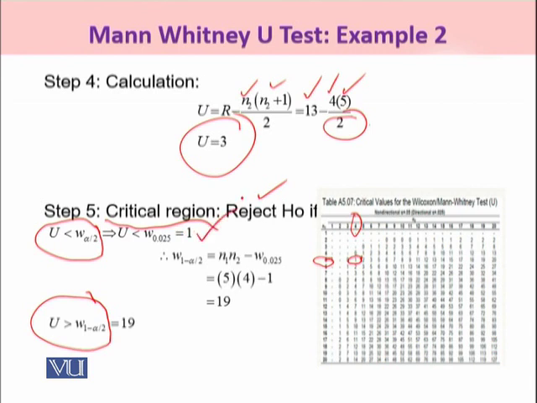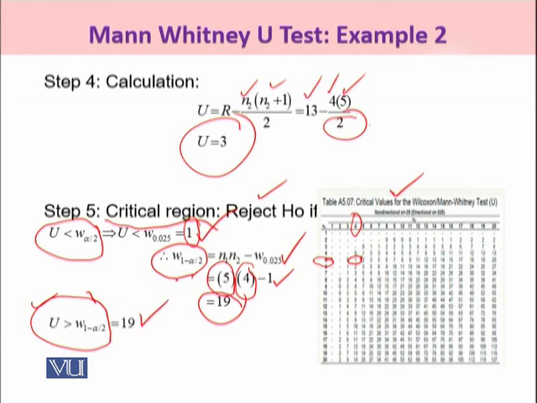After that, to calculate the next value, for which U is greater than W1 minus alpha by 2, we have to calculate W1 minus alpha by 2 using the formula N1 N2 minus W.025. So students, N1 was 5, N2 was 4, and W.025 you just obtained from this table of critical values for the Mann Whitney U test, and it is reported as 1. Solving this, we got W1 minus alpha by 2 as 19.